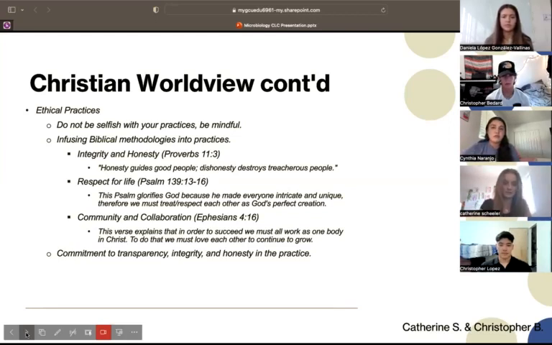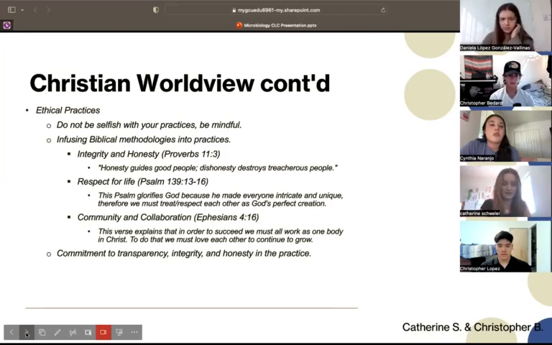And you can do that in several ways by infusing biblical methodologies into practices. And so we have three different ways that you can do that. The first being integrity and honesty, the second being respect for life, and the third being community and collaboration. So Proverbs 11:3 talks about integrity and honesty by saying, honesty guides good people, dishonesty destroys treacherous people. So whenever you're in the practice in microbiology or other scientific careers, you just want to ensure the honesty in everything that you do.